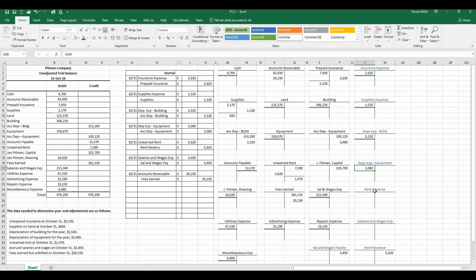Oh, now I see the problem. We didn't actually need a rent expense. I put rent expense when we should have had a rent revenue. This is not necessary here at all. Just pretend it's not there.